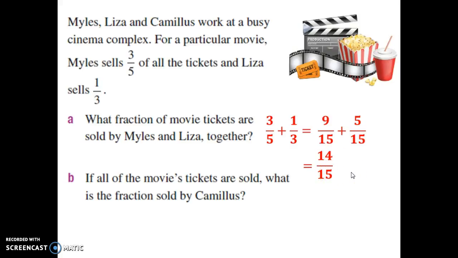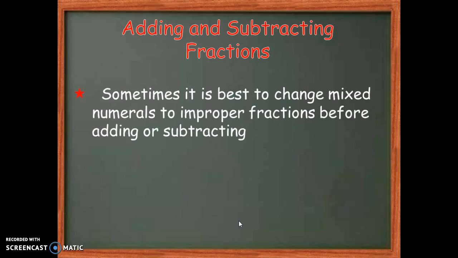So what fraction has been sold by Camillus? That would be the remaining. So the whole total is 1 whole, or 15/15. So we take away what has been sold by Miles and Lisa, and we'll see that Camillus is the person here who was left over, had 1/15 left over.